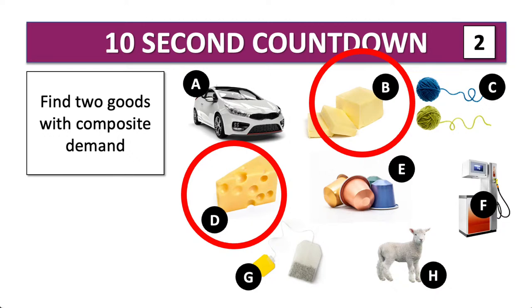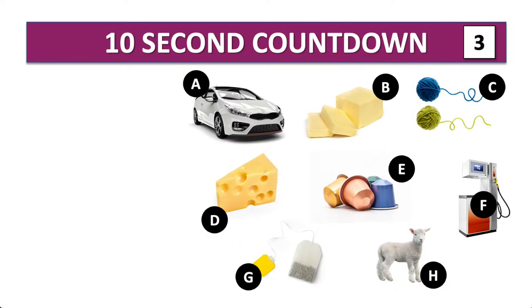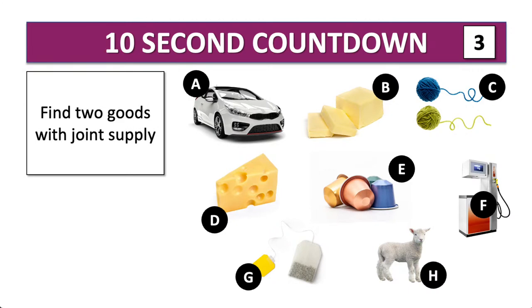Okay, let's take a look at our final example here. I do apologize if I don't spot something in the chat window. My connection is quite slow here. So can we find two goods with joint supply? So two goods that are supplied at the same time.